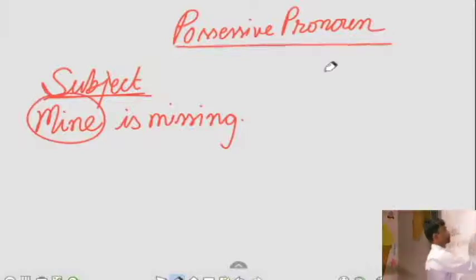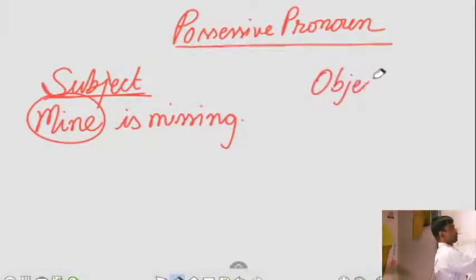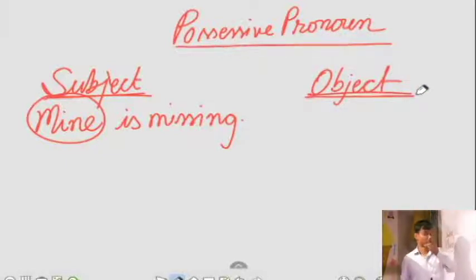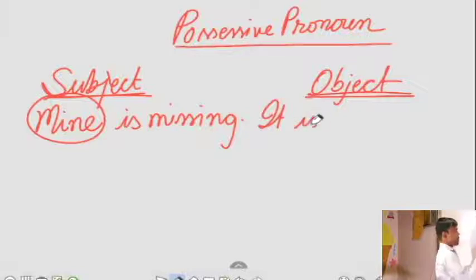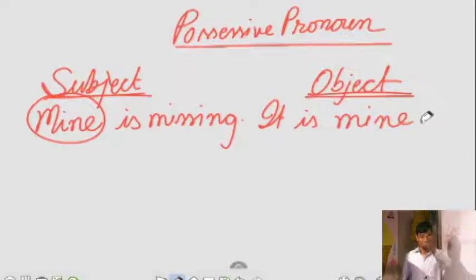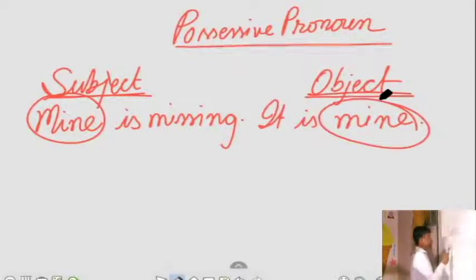In the object, don't touch that. It is mine. See, same. Don't dare to touch that. It is mine. Did you find that after the pronoun there is no noun? This is not a noun. This is a verb.